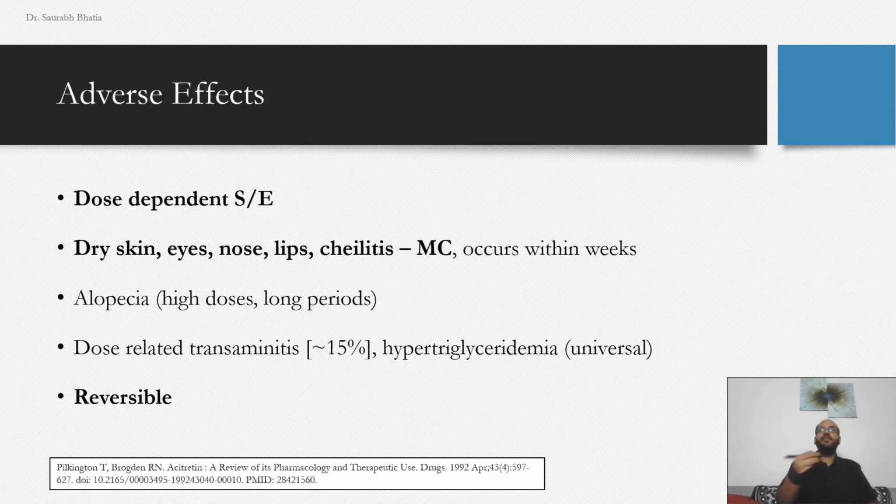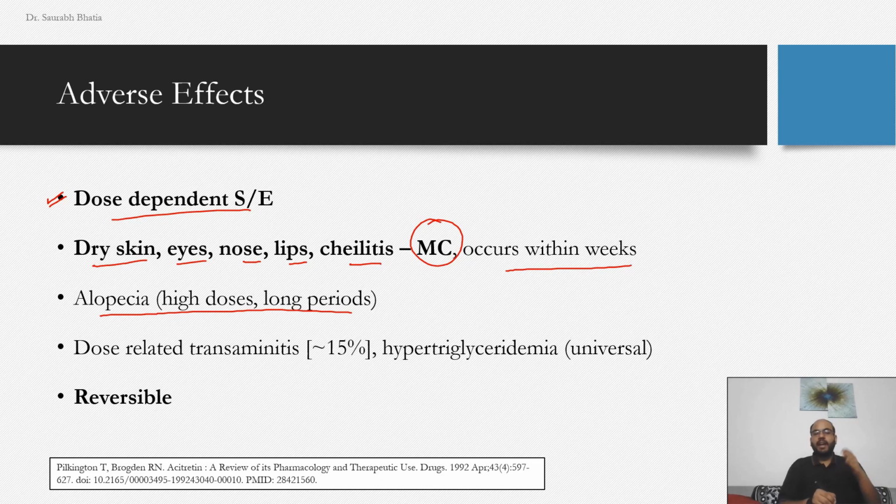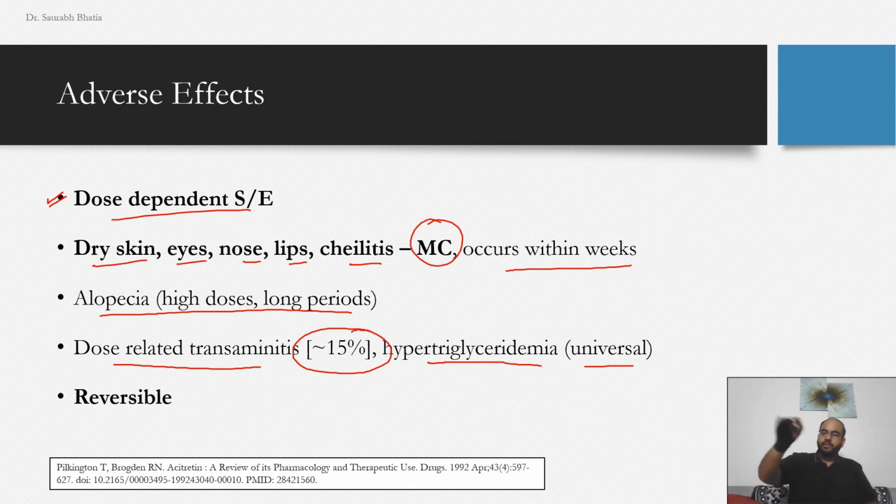Now quickly we go through the adverse effects. I told you it will be a short video. The adverse effects are dose dependent. Side effects like dry skin, eyes, nose, lips, cheilitis are the most common and they occur within weeks. Alopecia can happen in high doses and if acitretin is given for a long duration. Dose-related transaminitis occurs in about 15% of the patients. Hypertriglyceridemia can be seen in all patients in varied concentrations. All the side effects are reversible. That means once you stop the drug, the side effects tend to come back to normal levels.